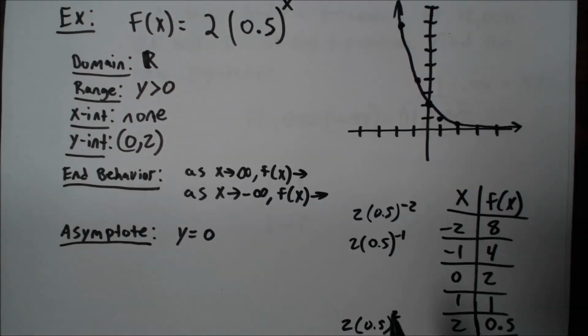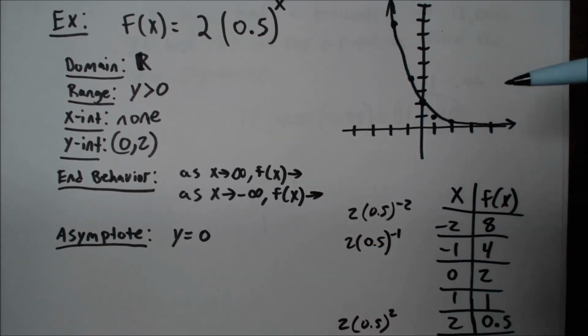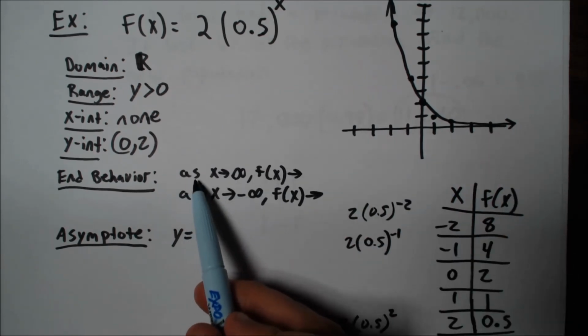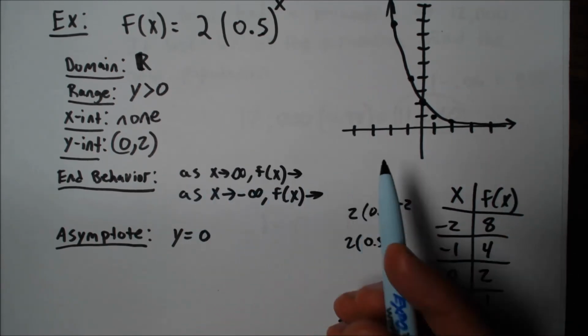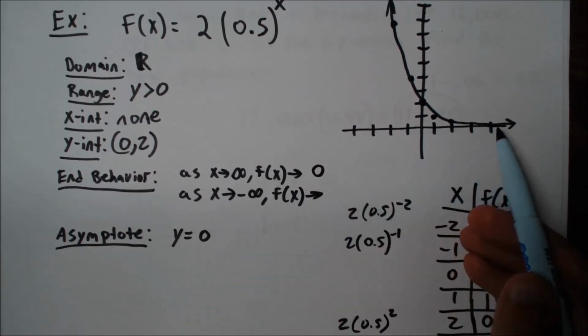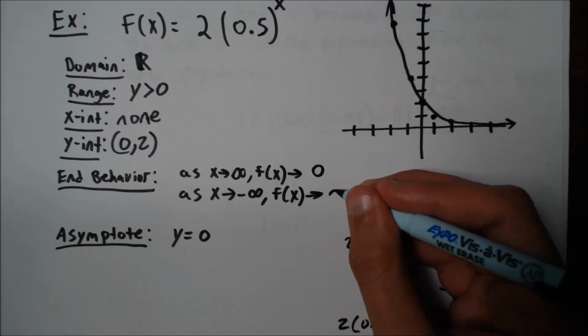Okay, so now that we have the graph, let's consider the end behavior. And this part's pretty easy once you have the graph. As we go to the right, what is the graph doing? It's approaching the asymptote, which is 0. So as x approaches infinity, f of x approaches 0. As x approaches negative infinity, as we go to the left, f of x is going up, so it's approaching infinity.